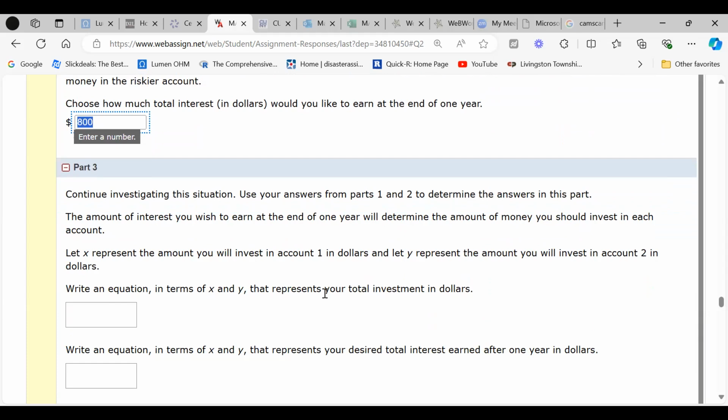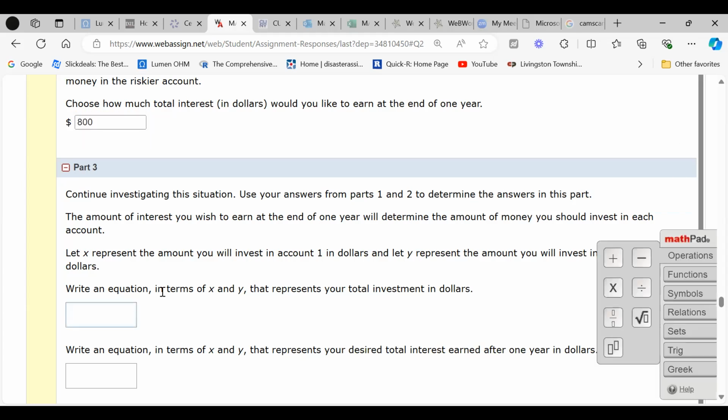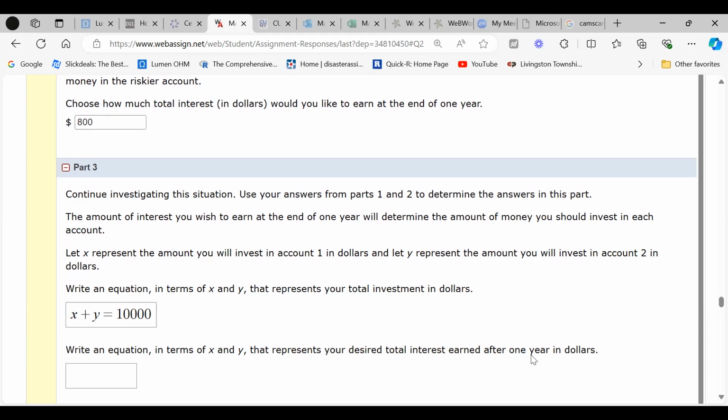Any suggestion? The total investment is $10,000, right? You put X amount in account 1, Y amount in account 2. So the total of those two will be $10,000. Okay, and then write the equation in terms of X and Y that represents total interest earned after 1 year in dollars.